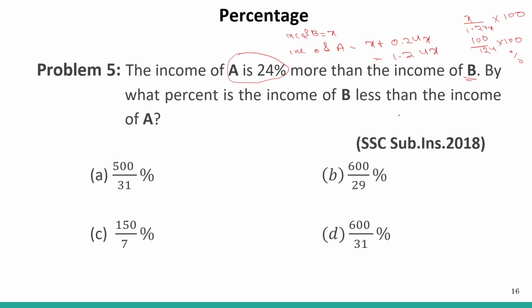So it will be equal to what? 100 into 100, whole by 124. So this is 50, 62, then 31, and then 50. So 2500 by 31. This much amount less. So 2500 by 31.